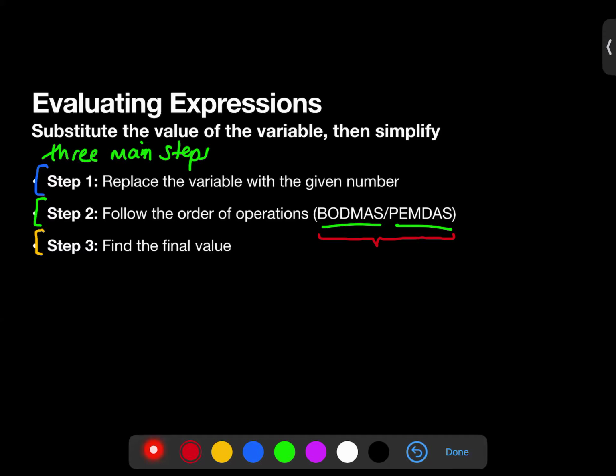Yes? Or have you learned about order of operations or no? Yes. Okay, good. So let's see an example then.